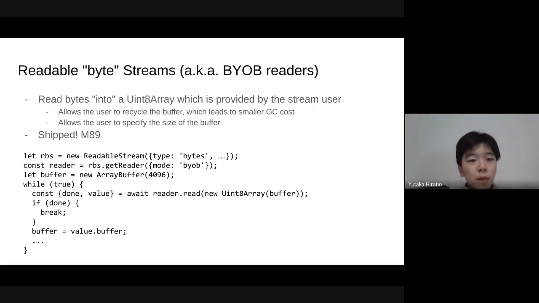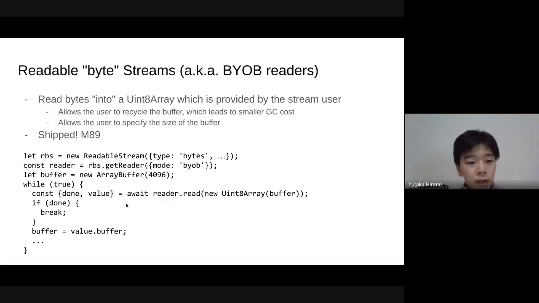So one is readable byte stream. You can read bytes into a Uint8Array, which is provided by the stream user, so that it allows the user to recycle the buffer, which leads to smaller GC cost, and it allows the user to specify the size of the buffer. And we shipped this in M89.